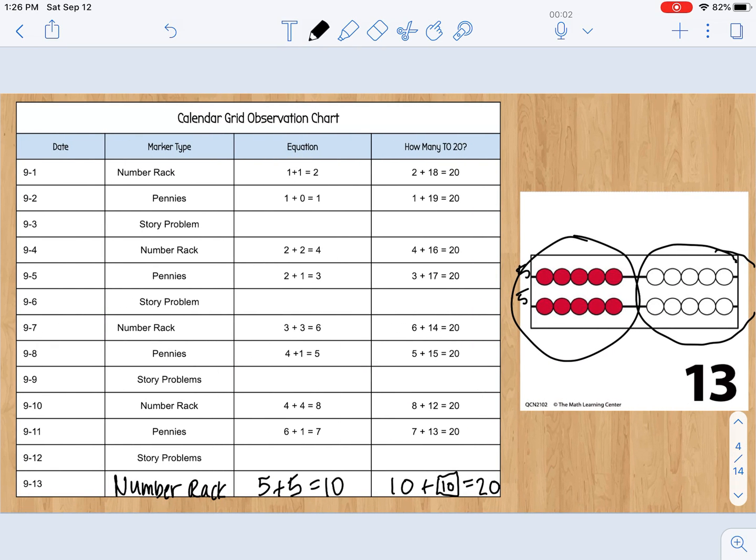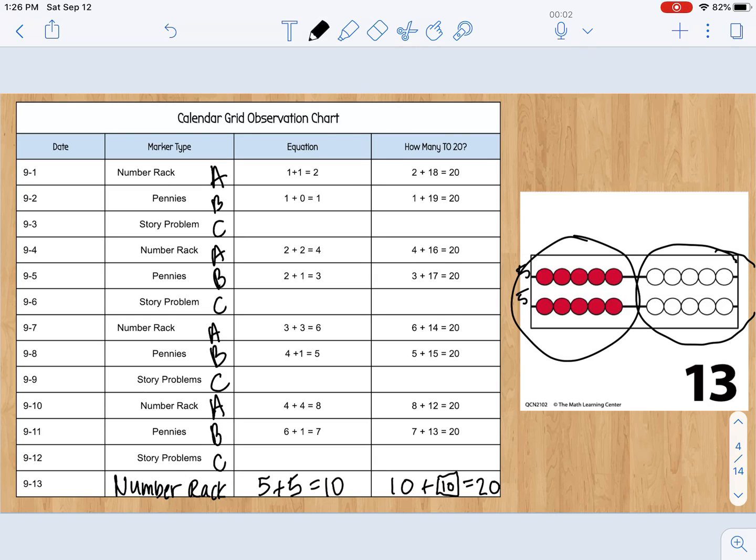I can also take a look at the patterns at my chart, and they still continue an A, B, C pattern all the way down. I still have number rack, pennies, story problem, and it continues all the way down.